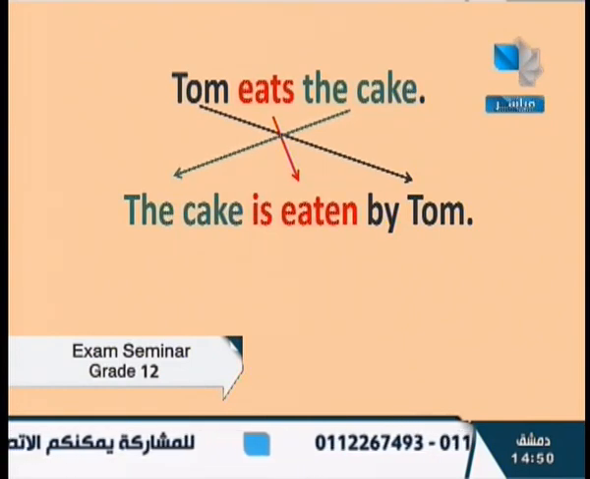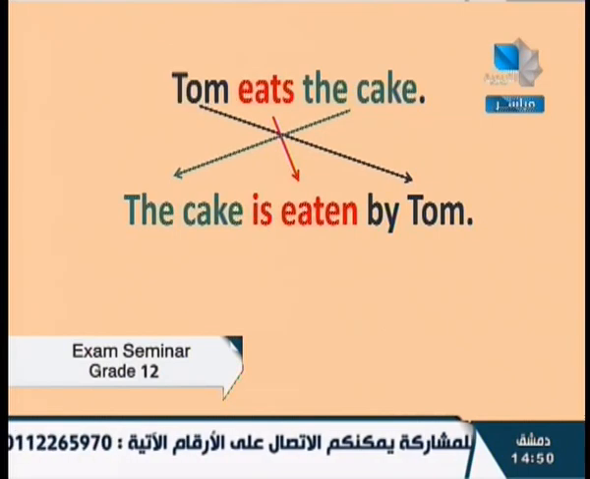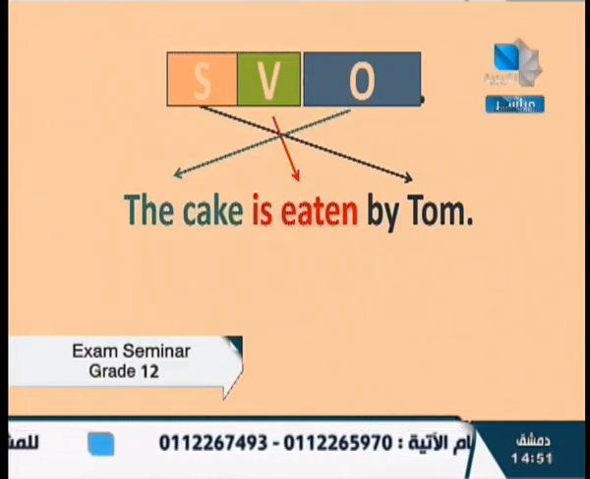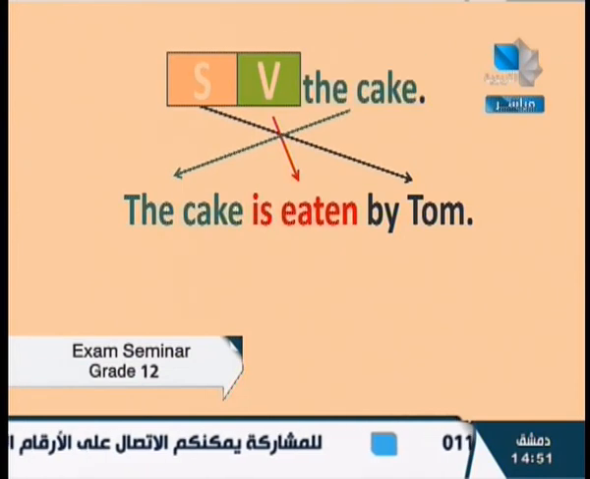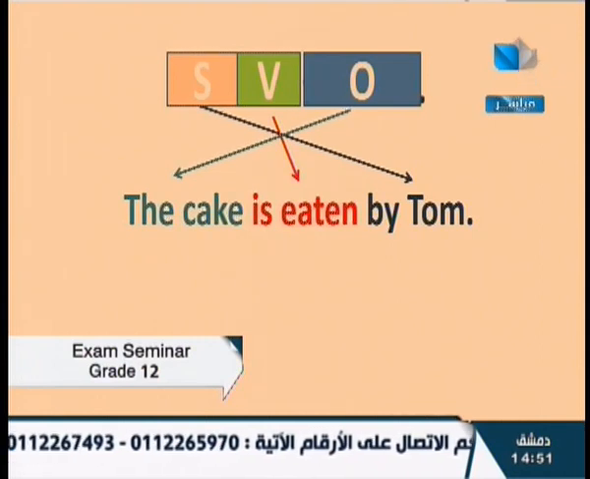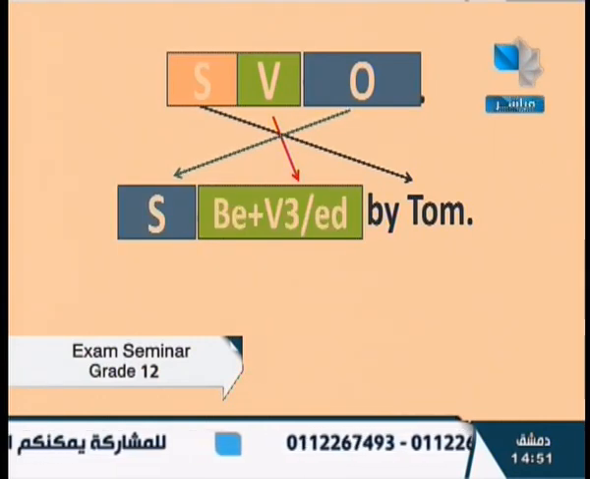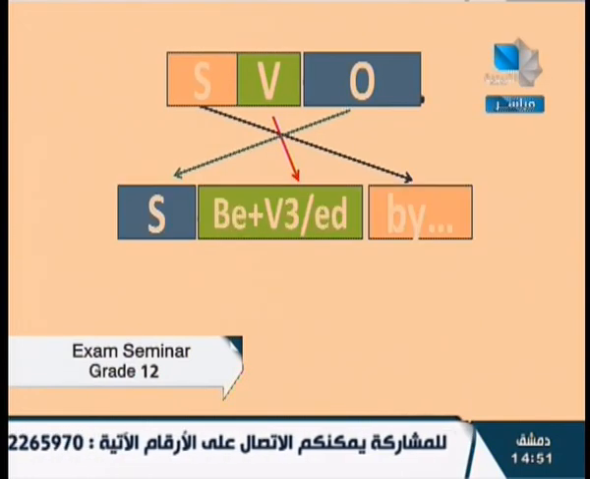But when we want to change this sentence into the passive voice, we have to move the object to become the subject, the new subject of the sentence. Then we have the tense, the verb with whatever it would be. And after that we use by and add the subject of the active sentence after it. This is the way we change the sentence from active to passive voice.